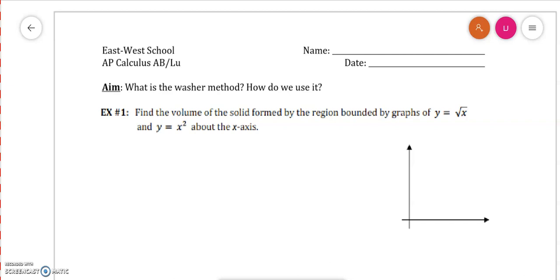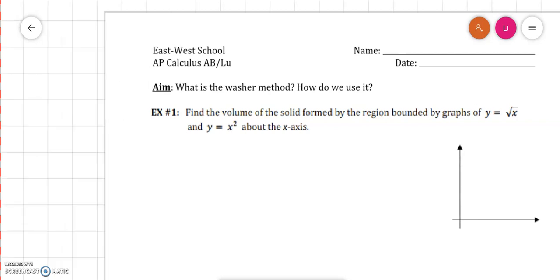Hi guys, so we're going to continue with volume today, and you can see from today's aim, it's called What is the washer method and how do we use it? So before we talk about the washer method, let's talk about the method we've been using so far.